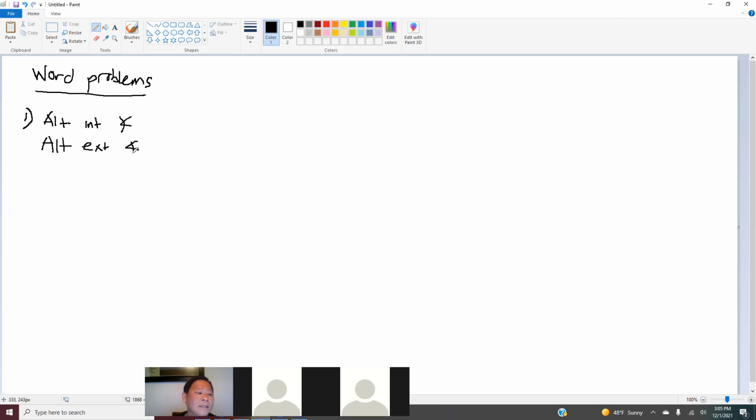And what is the meaning when I say alternate interior and alternate exterior? So if you have two parallel lines and you have a transversal line that crosses these parallel lines, you get angle 1, angle 2, angle 3, angle 4, angle 5, 6, 7, 8. You got 8 angles here.